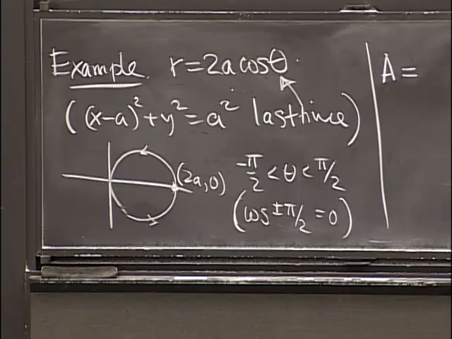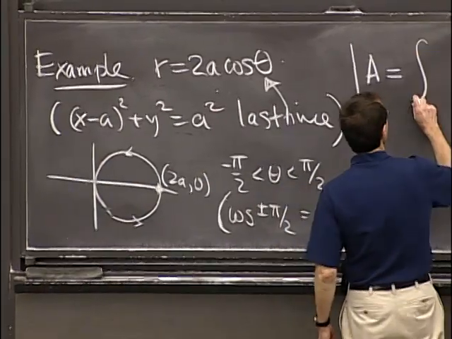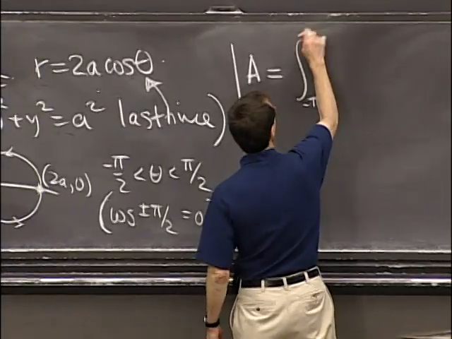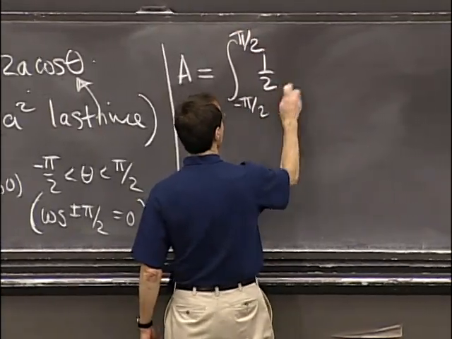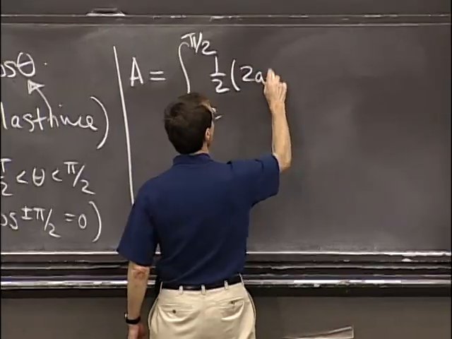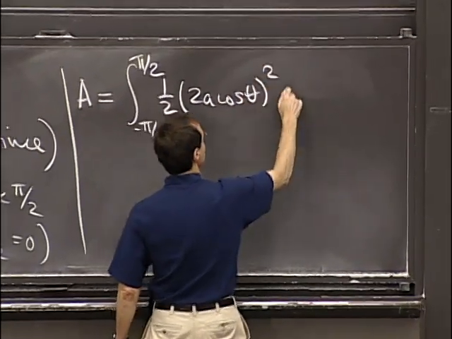All right, so the area is now going to be the integral from minus pi over 2 to pi over 2 of 1/2 times the square of r, that's (2a cosine theta) squared d theta.